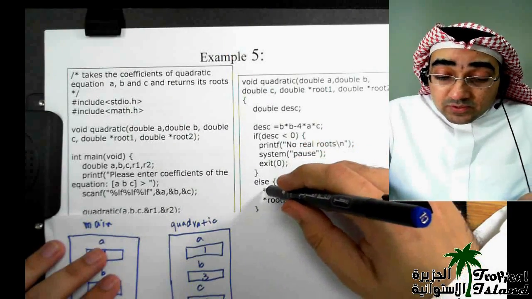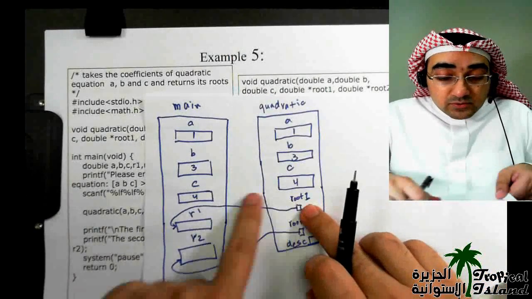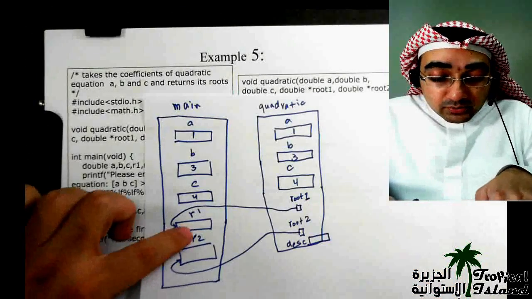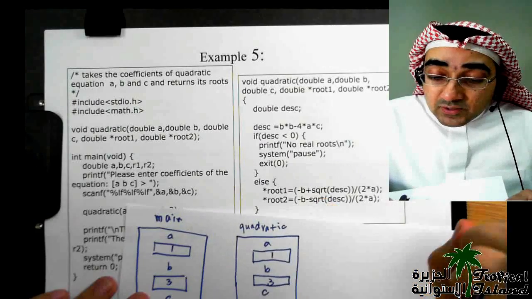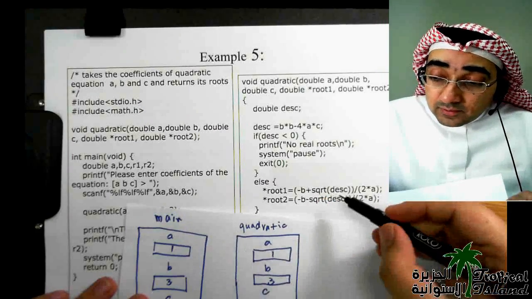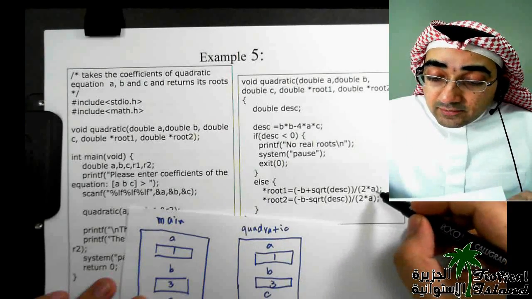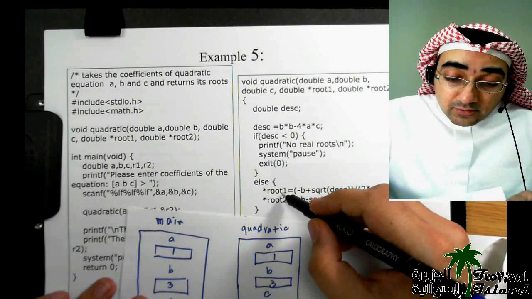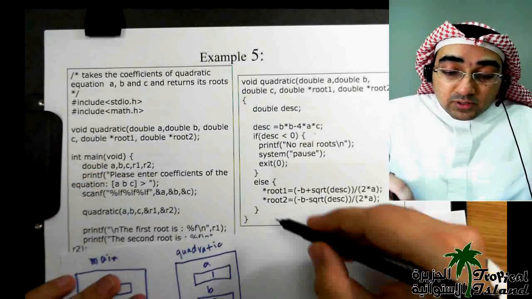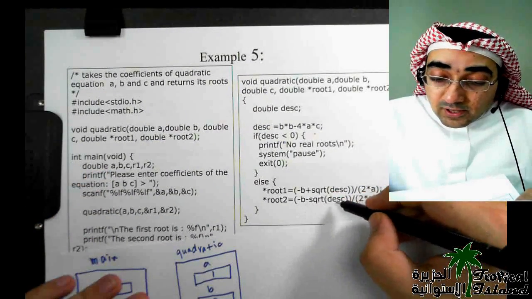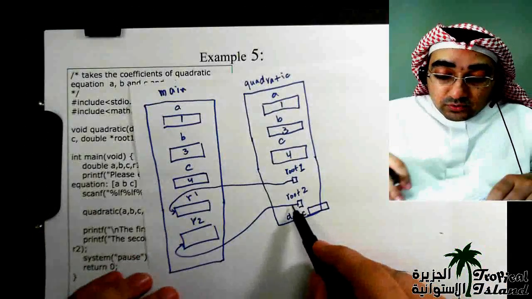If that was not true, we go and say the pointed value by root 1. So this is the value, this is root 1. The pointed value by root 1 is over here, so I'm going to go into the main and write over here, minus B plus square root of disc, the variable that we have, divided by 2A. So we get the first root and we store it where? We store it into the main memory by using the pointer variable, and for root 2 we have minus B minus square root of disc divided by 2A. So we store root 2 using the root 2 pointer.